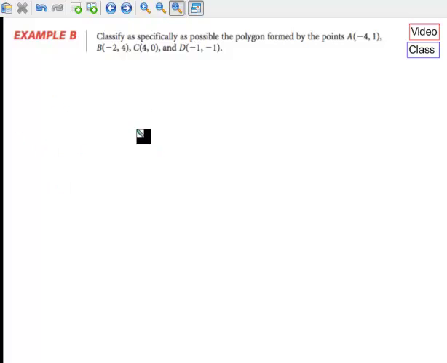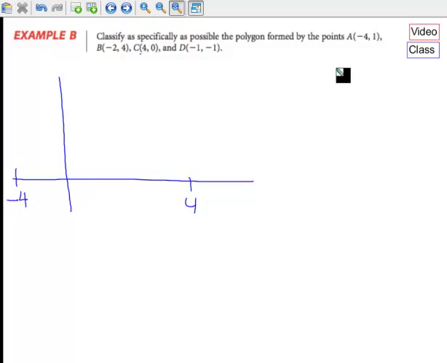Make a quick plot here, x and y's. It looks like our greatest x is 4, and our smallest x is -4, and then y goes from -1 to 4. So you don't have to make that big of a graph if you want to graph that polygon, and then classify it for class.